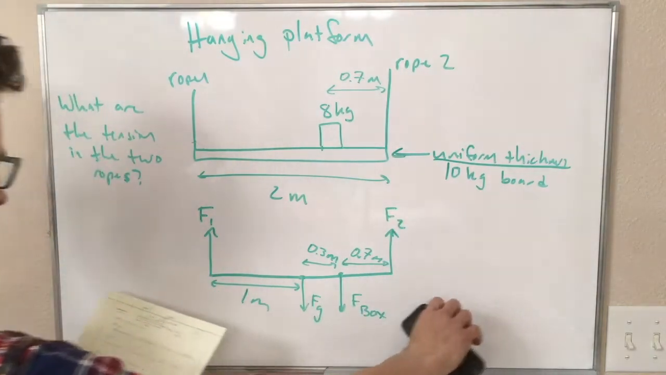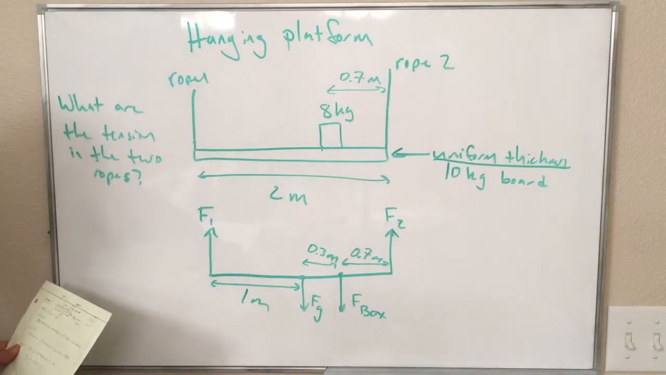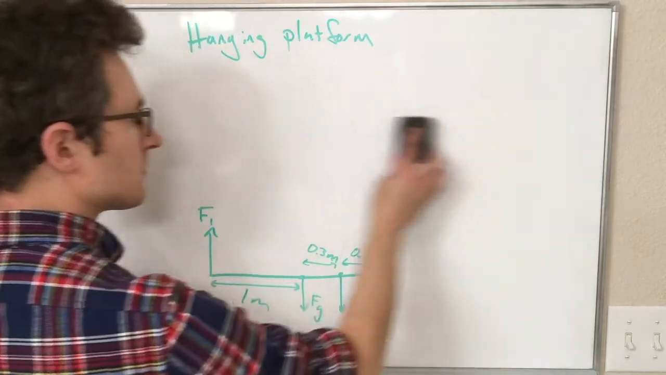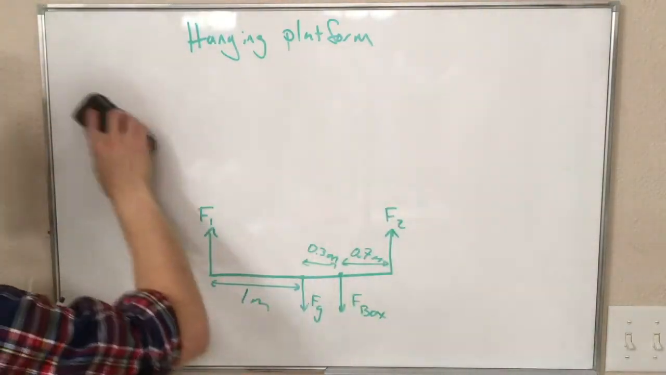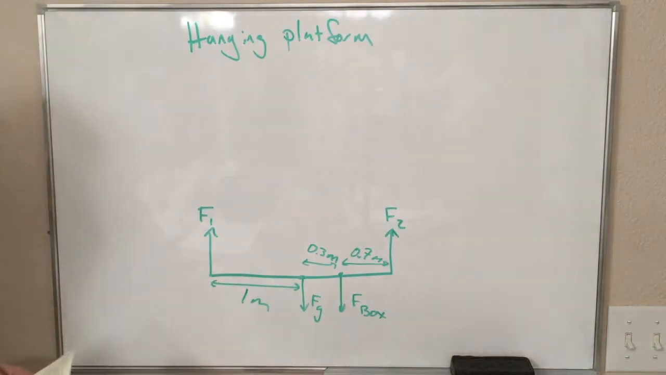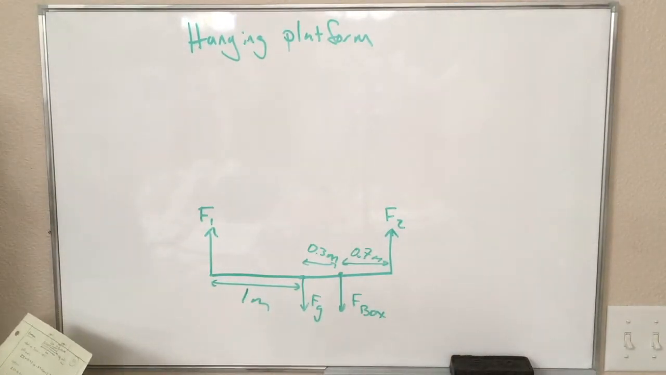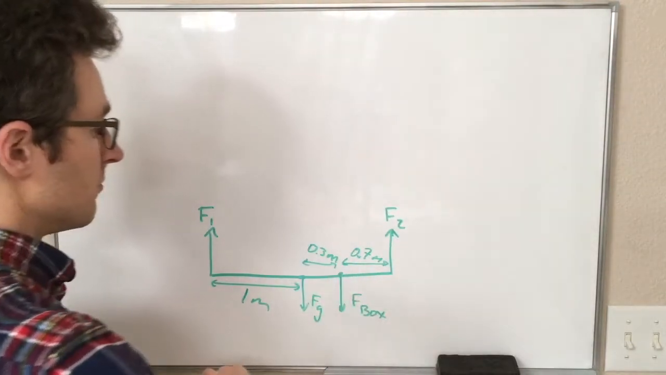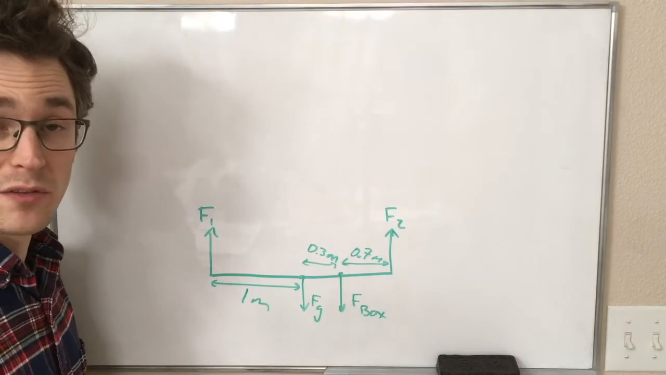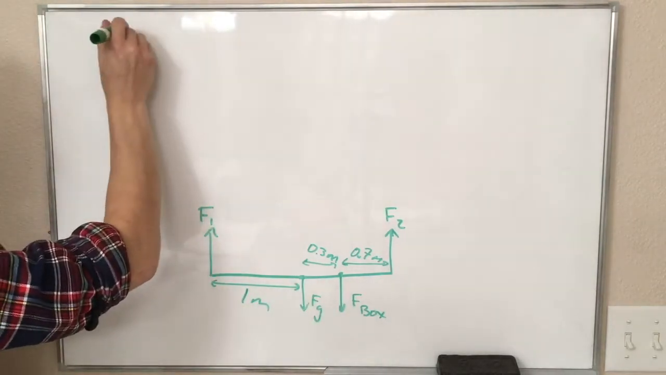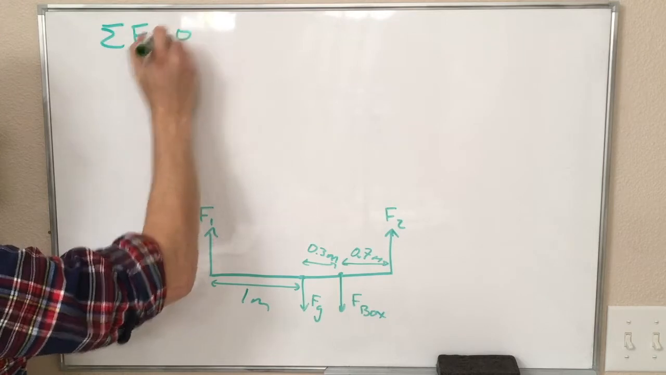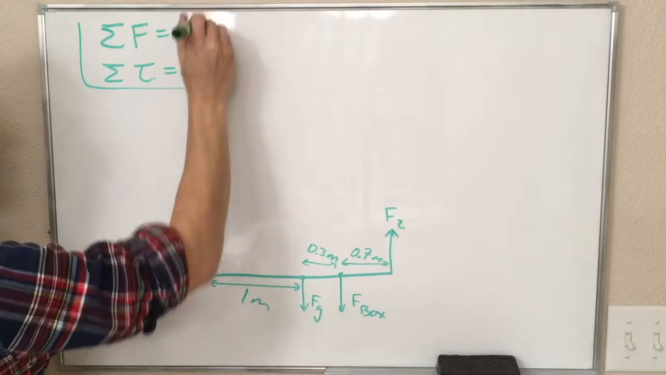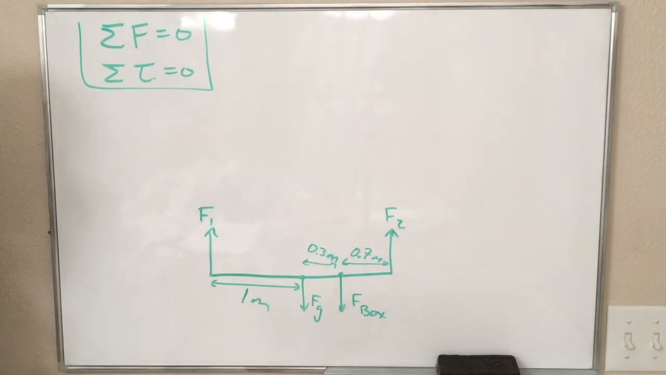All right, I'm going to erase our picture since we are ready to solve the problem. If the system is in equilibrium, we can think about this in terms of Newton's laws. For equilibrium problems like this, it's always true that the sum of our forces is equal to 0 and the sum of our torques is also equal to 0.